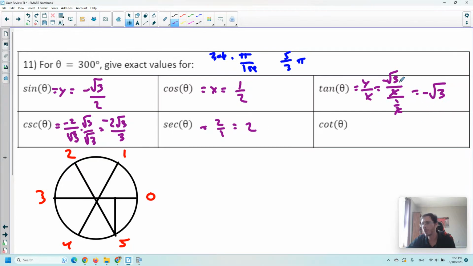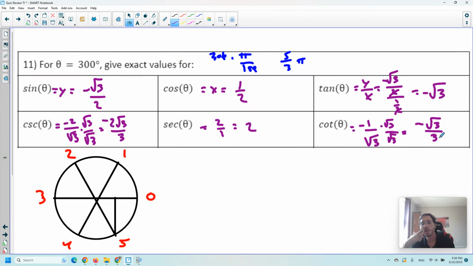Now we got our option. We can either flip it from the beginning or we can flip it from the end. I feel like it's going to be easier to flip from the end. Negative 1 over radical 3. And then we just multiply by radical 3 over radical 3 to get negative radical 3 over 3. And so that gives us all of our values. And that's it.